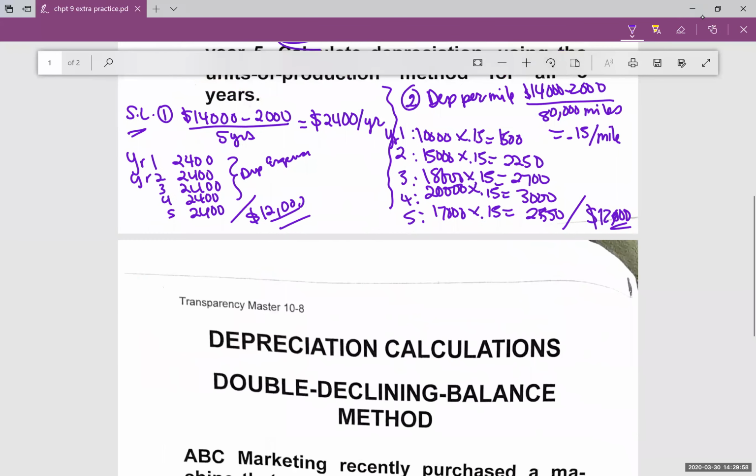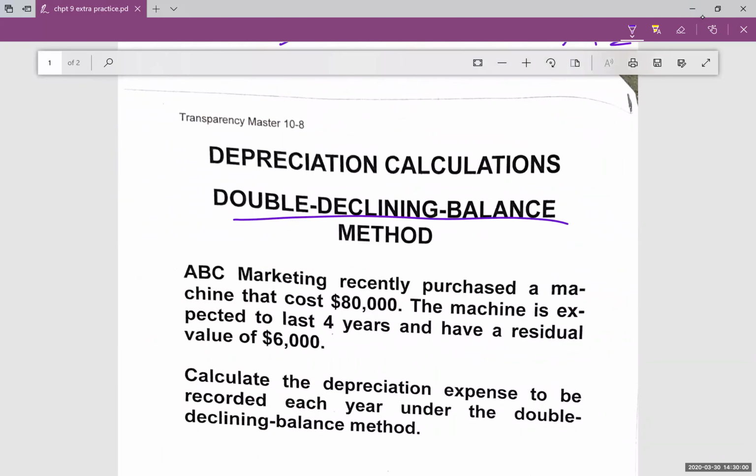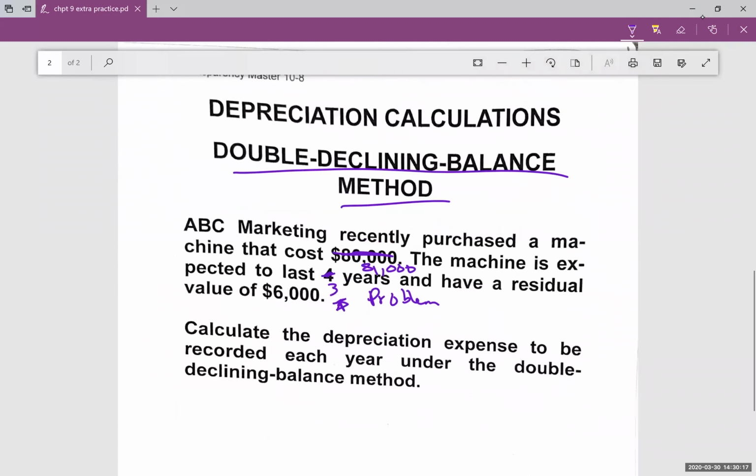Moving on to the third type, double declining balance method. Okay, we're going to change up these numbers just a little bit. Change 4 to 3 and change 80,000 to 81,000. Okay, this is going to be a lot like your homework problem. It's one of the big problems, and it's a little strange when you do the 3 years. So I wanted to give you an example of it.